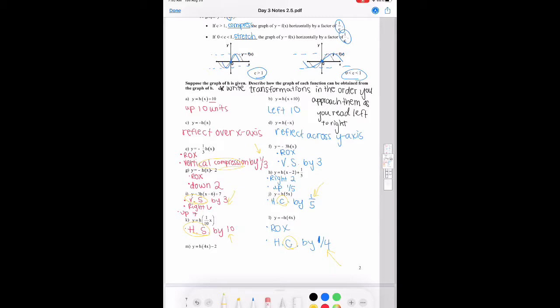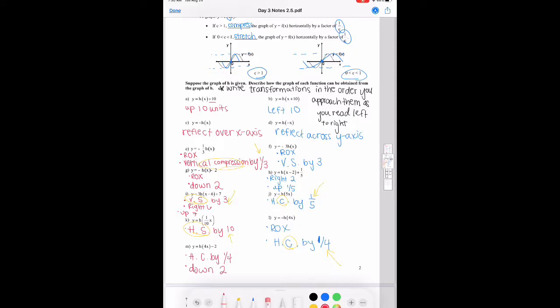All right, last one. We have a 4 on the inside. So that is going to be a horizontal. Greater than 1 means compression by, flip it over. So it now becomes 1/4, just like in part L. We also see a -2 on the end.